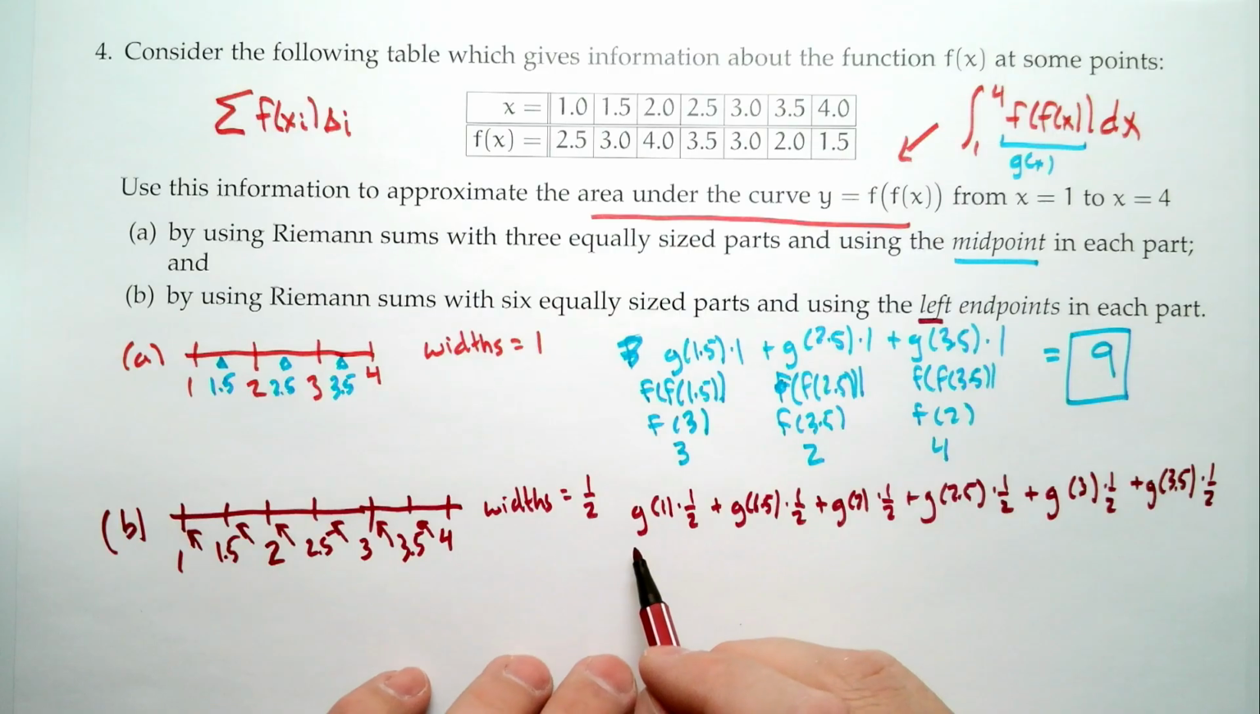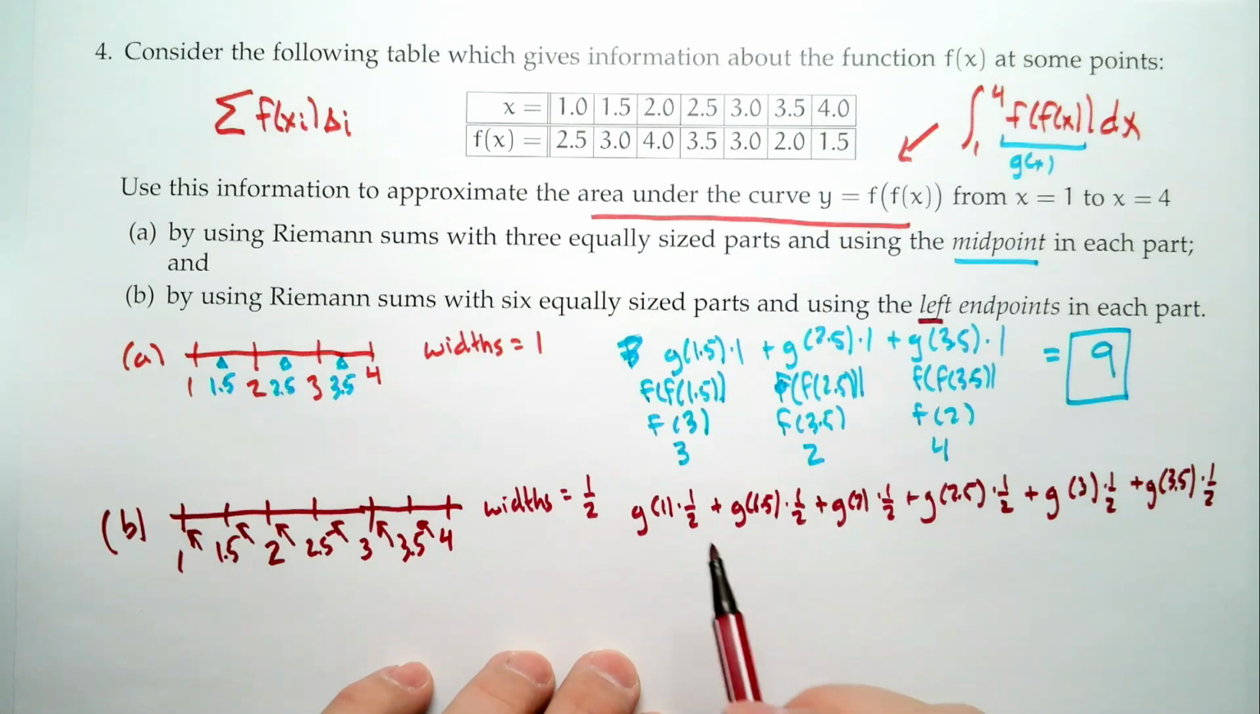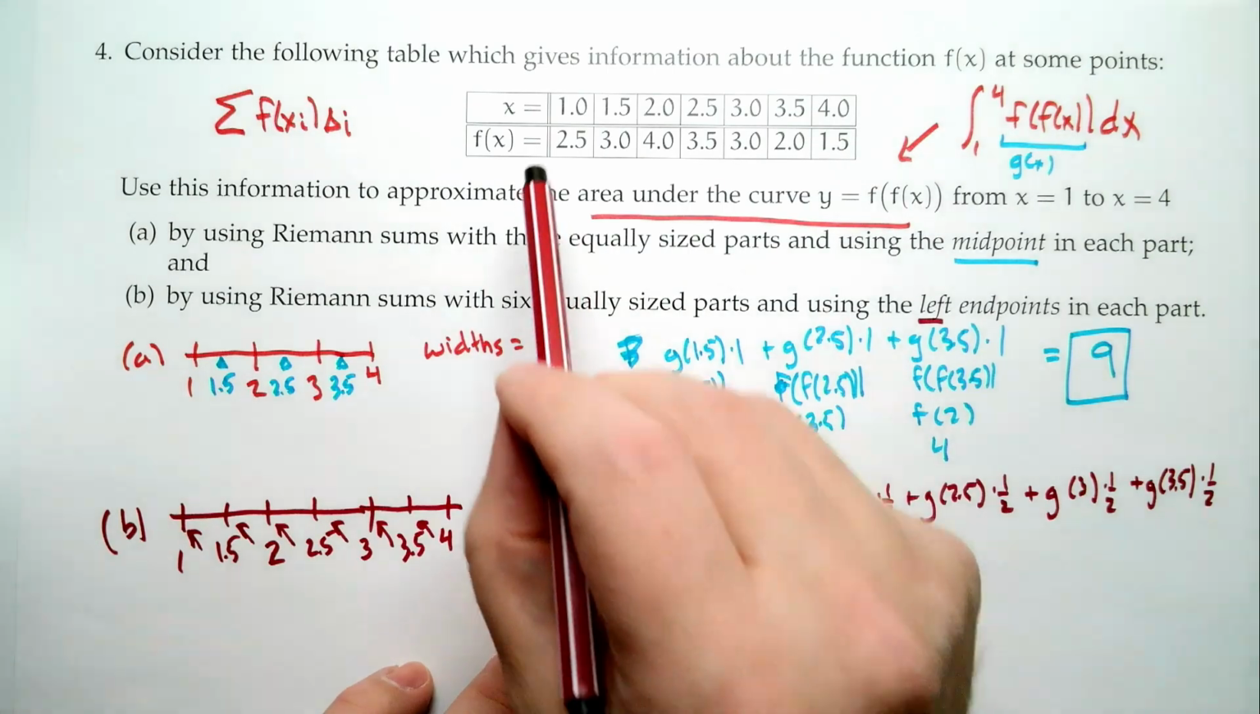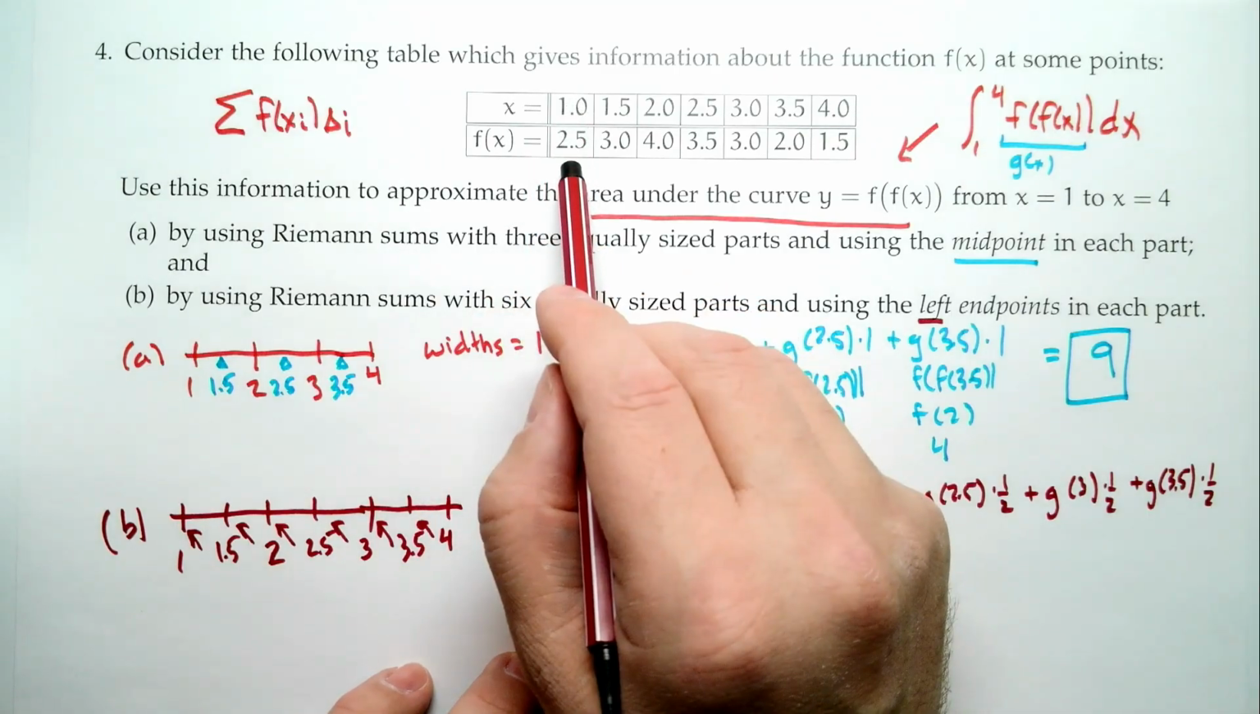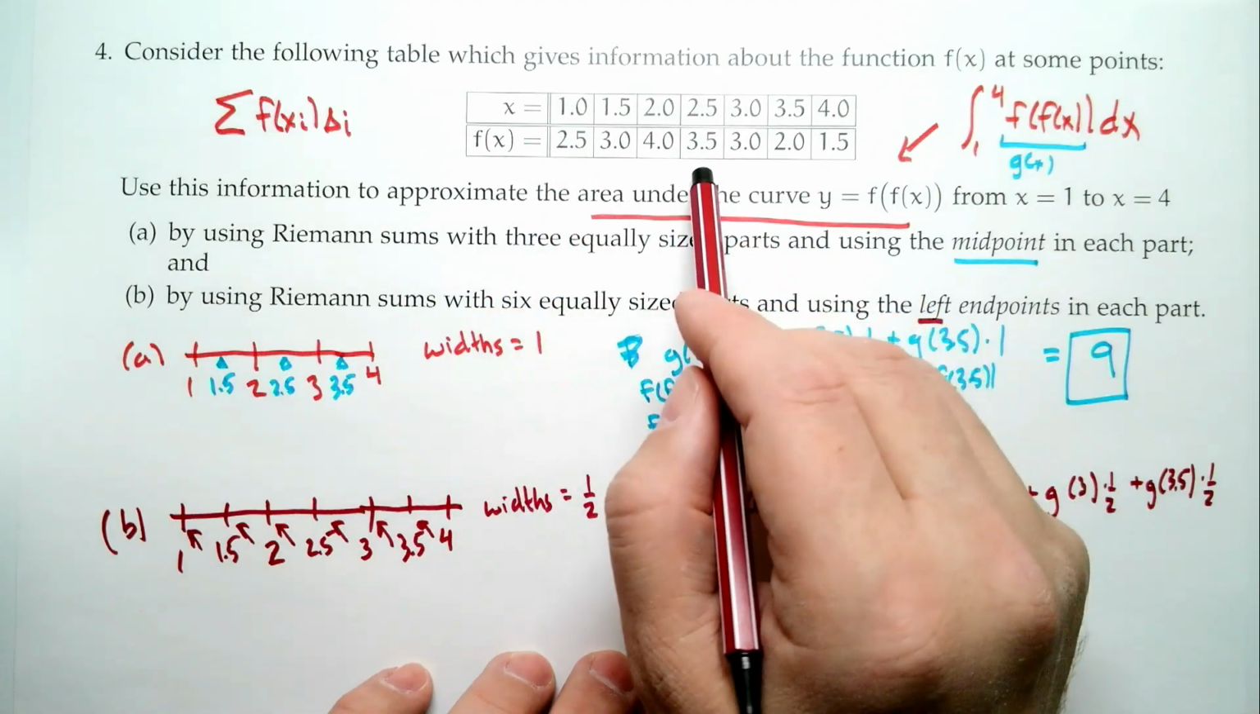Okay, well, let's just work this out. We can just follow what happens. So when we plug in 1 the first time, you get 2.5. Plug in 2.5 the second time, you get 3.5.